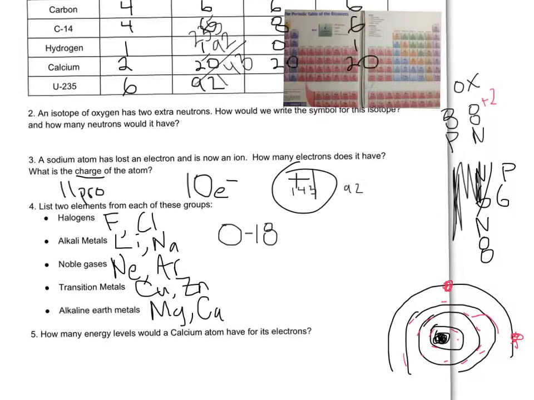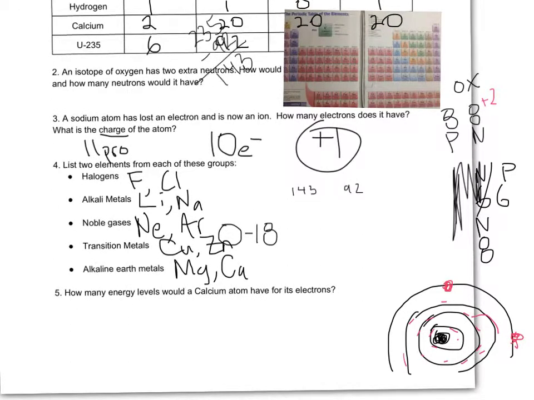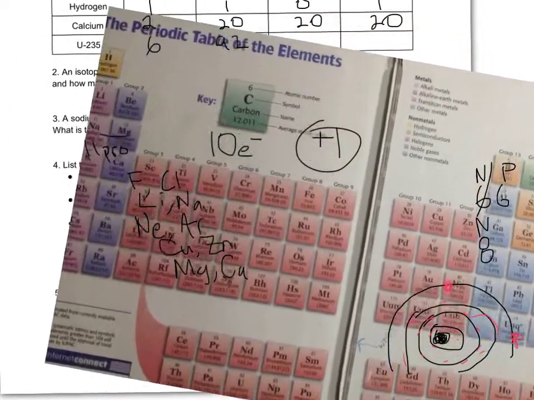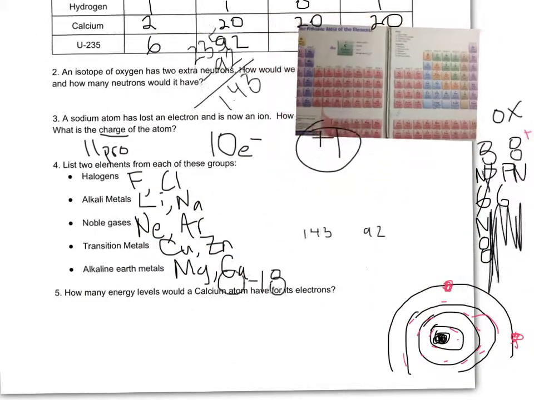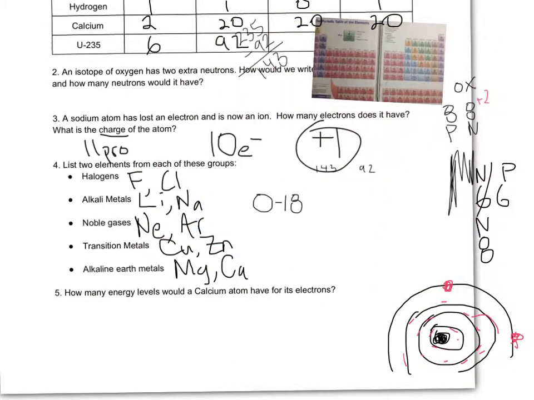Okay. Almost done here with page 1. How many energy levels would a calcium atom have for its electrons? So I think we talked about that right here. Let's just triple check by moving this periodic table around. Messing up everything. Yeah, that was the calcium atom. And so for this calcium, we had the inner, and then 2, 3, and 4. 4 energy levels or shells.